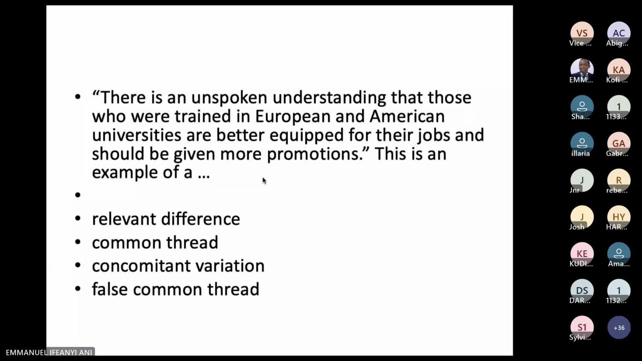Yeah, so in this case, the issue is between relevant difference and common thread. Which one is it? Now you can see that we are talking about a number of universities. We cannot determine the number, but let's assume we are talking about more than 100 European and American universities. And we're saying that those who've been trained in all these universities are back in Africa, and we should give them more promotion. We should place them higher than other people who are trained here. So that tells you that we are looking at a quality that runs through all the European and American universities. So that should suggest to you that it's a common thread.